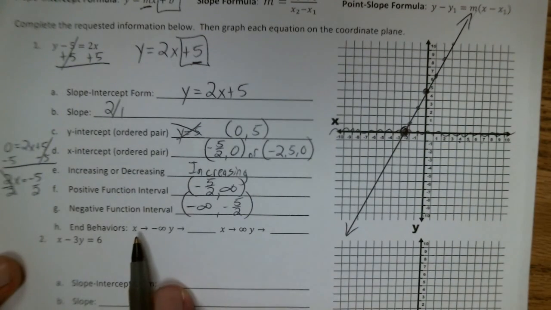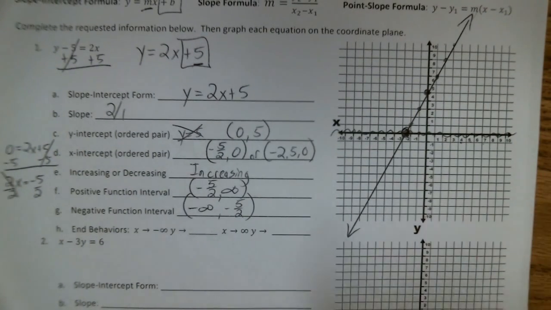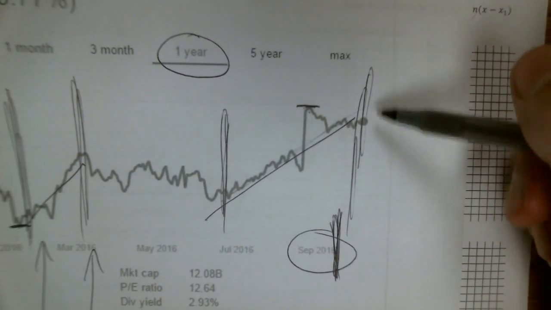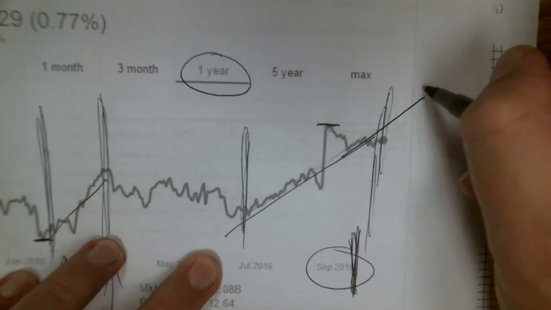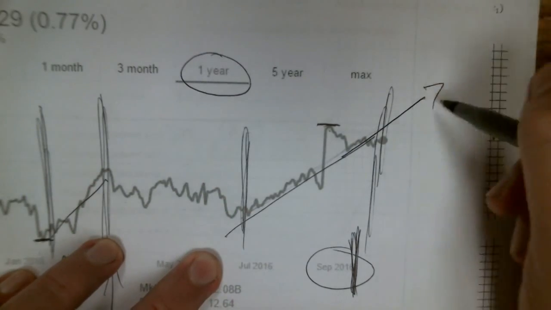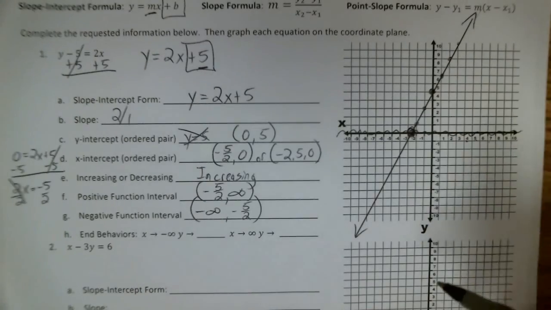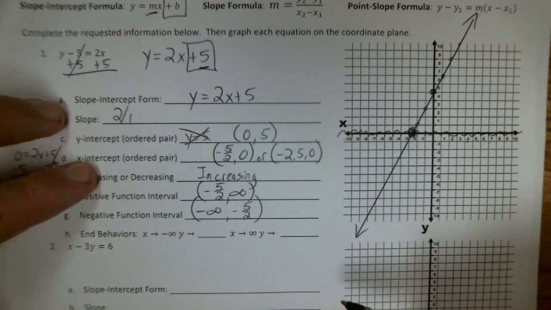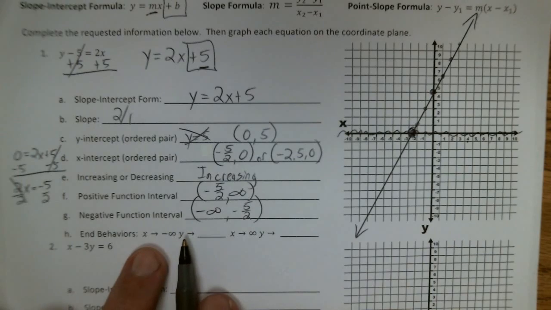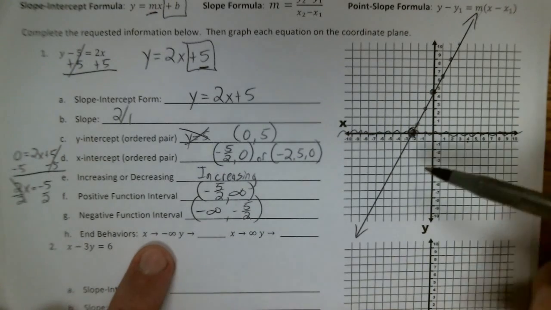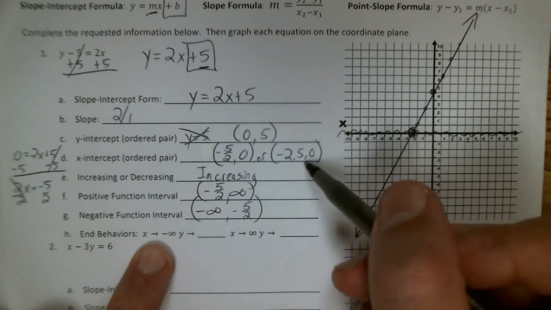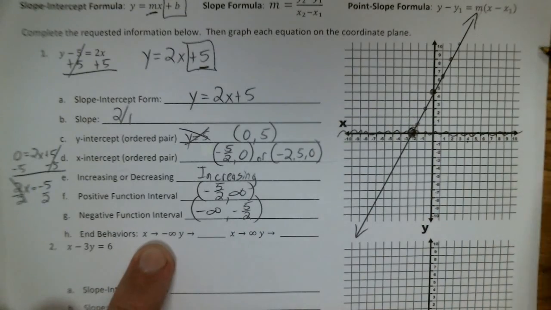The end behaviors just means how is the graph behaving at the end. Okay, what is the stock doing at the very right end of the graph? Way over here, the graph is going up. So the right end behavior is going up. Well, in math class, we don't say up. We say going towards infinity or going towards negative infinity. So as x approaches negative infinity, as I head this way in the x direction, as this line goes this way, what is my y doing?